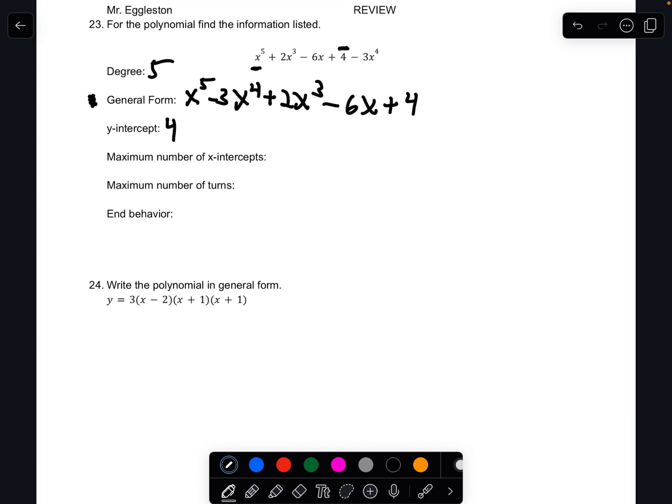Maximum number of x-intercepts just equals the degree. So the maximum number of x-intercepts is 5. Maximum number of turns is always going to be n minus 1, the degree minus 1. So it's 5 minus 1, it's 4.